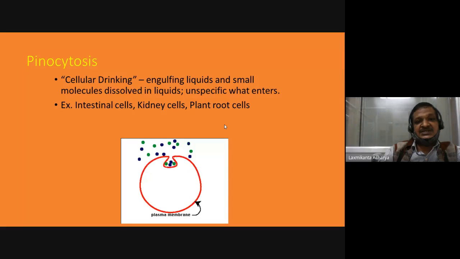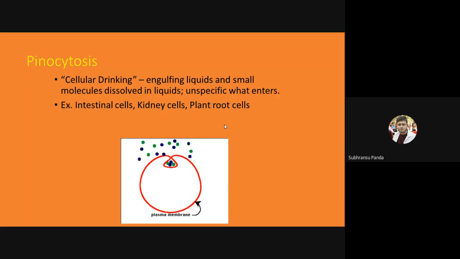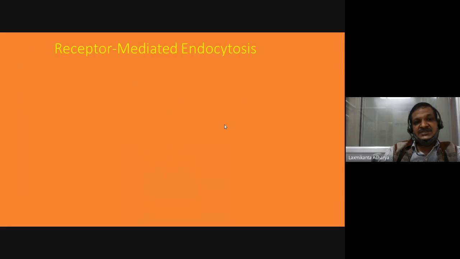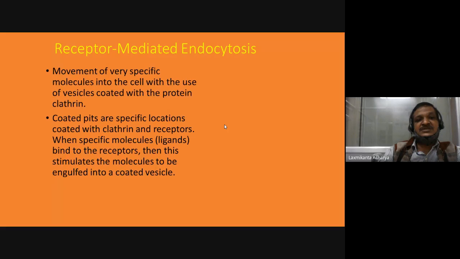So these intestinal cells, the kidney cells, the plant. Yes, sir, pinocytosis occurs in amoeba. Yes. Basically, these organisms that live inside water bodies, in them pinocytosis occurs. Now coming to receptor mediated endocytosis.